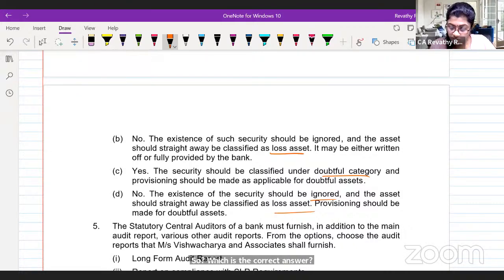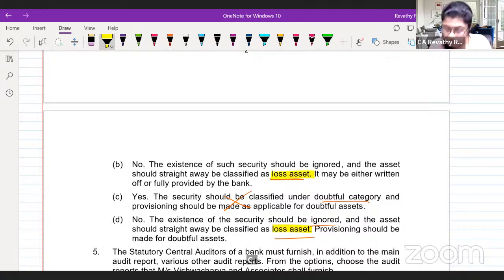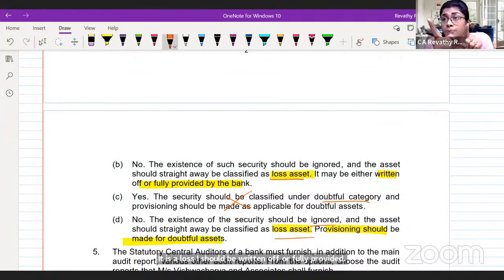Wait, doubtful is wrong. So it's not A or C. In both these cases, they are saying loss. Now, can you read B or D? No such loss exists. It may be either written off or fully provided. Provision should be for doubtful? What? Once it is a loss asset, it should be written off or fully provided. So the answer is B. As per provisioning norms, loss asset, how much provision percentage? 100%. So the answer is B.